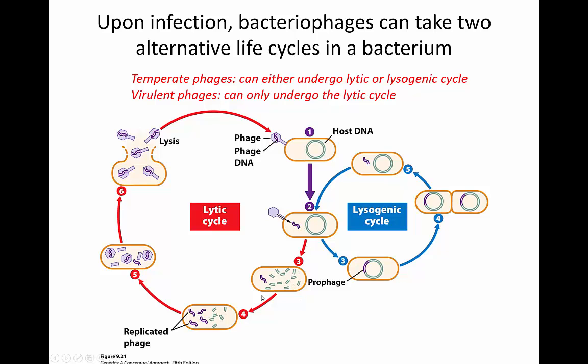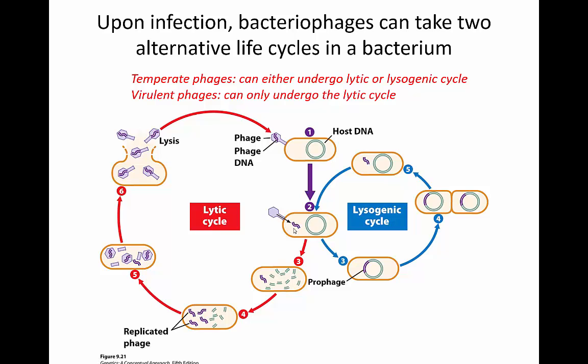And so you can see this is getting chopped up into little pieces, and in the process, this cell is starting to assemble these new bacteriophages. And so here we have partially assembled phages, and eventually those are going to kill the cell, and you will have lysis, and more viruses will spread to infect other cells. Okay, that is the lytic cycle. It results in the killing of the bacteria.